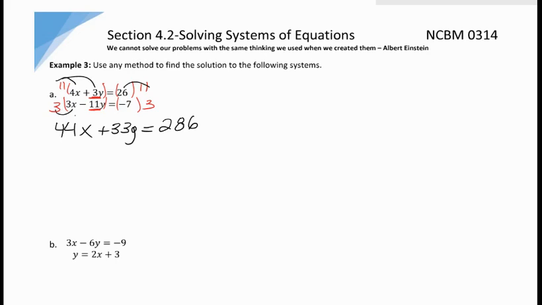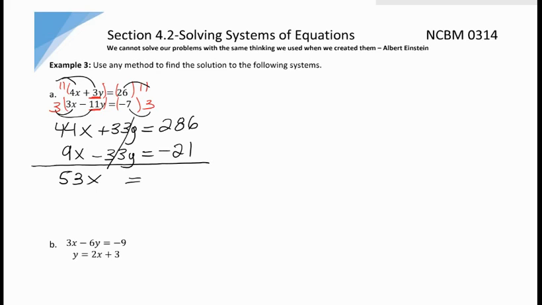And then the other one, 3 times 3x, 9x, 3 times negative 11y, negative 33y, equals negative 7 times 3, negative 21. And then we can go ahead and add the equations. So 44x plus 9x, that's going to be 53x. 33y minus 33y, they cancel. That's 0. And 286 minus 21 is 265. We need to solve for x, so divide both sides by 53. So x equals 5.